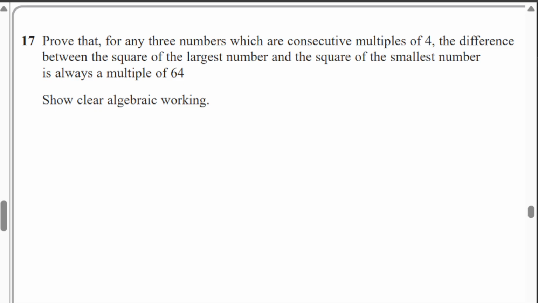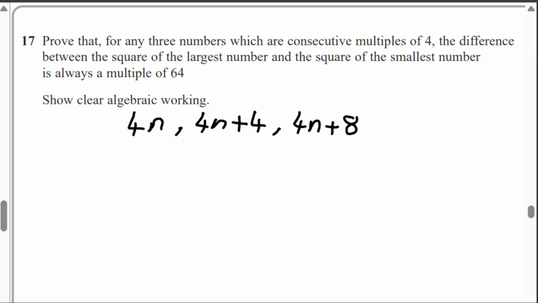So to do this question, there are three numbers, consecutive multiples of 4. What's the first number? The first number is a multiple of 4, so let's say it's 4n. What's going to be the next multiple of 4? It's going to be adding 4, so 4n plus 4. And the third number is the previous number plus 4, so 4n plus 4 plus 4, which is 4n plus 8.